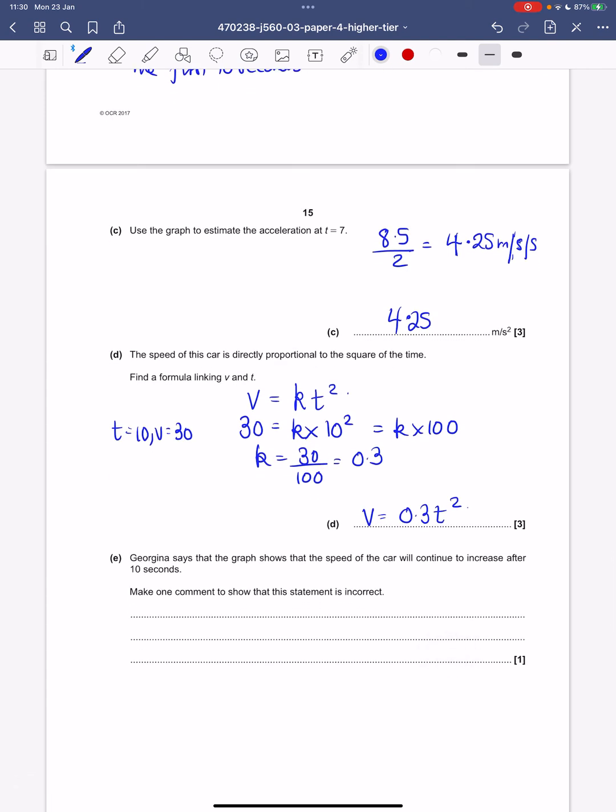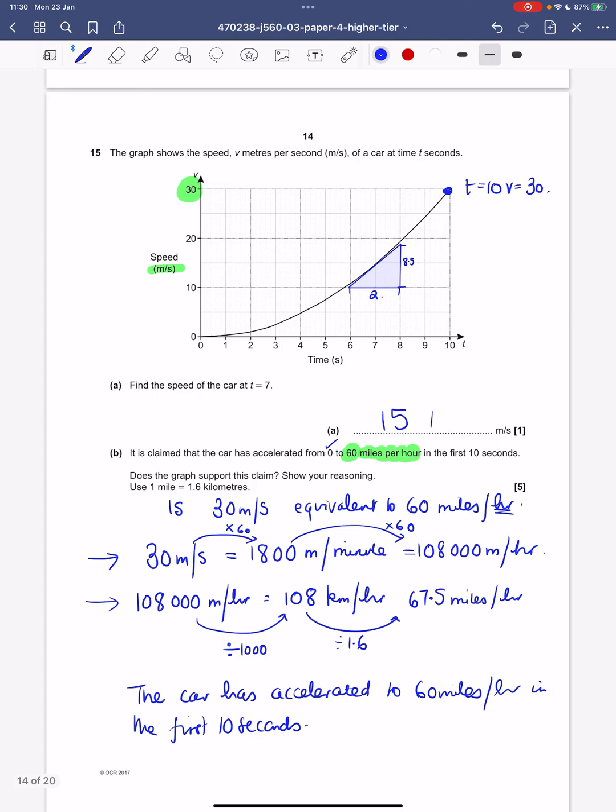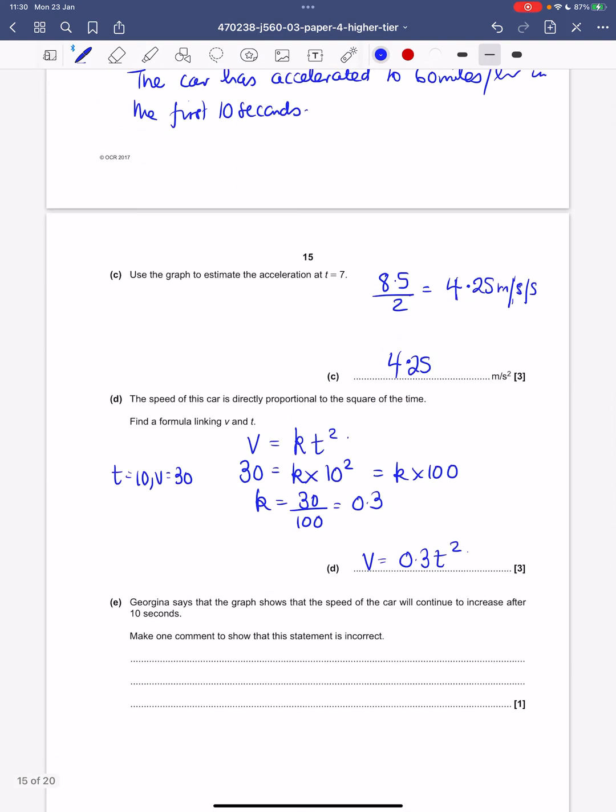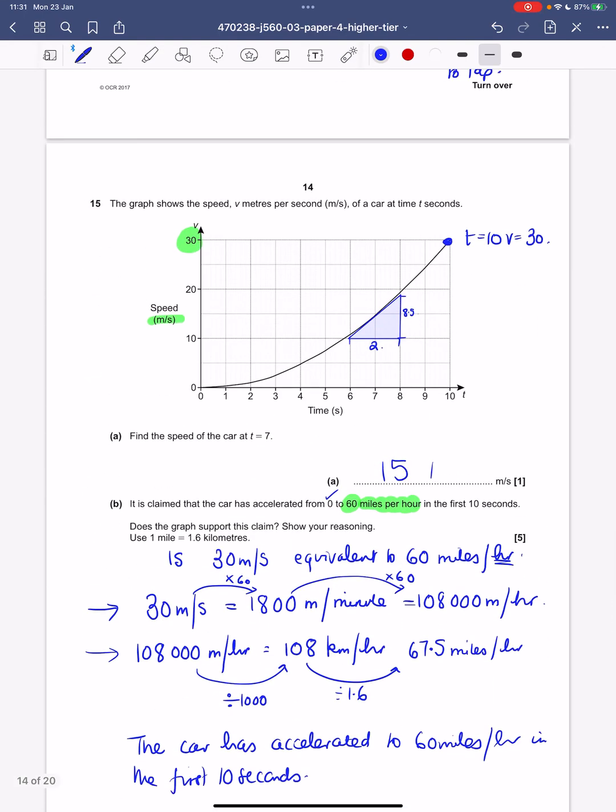Georgina says that the graph shows that the speed of the car will continue to increase after 10 seconds. Make one comment to show that this statement is incorrect. We've got no information at all about the speed of the car after 10 seconds. So we can only talk about between 0 and 10 because it's reached 67.5 miles per hour. You know, it may go faster if it's in a 70 miles per hour zone, but it may have to come off the motorway and slow right down.